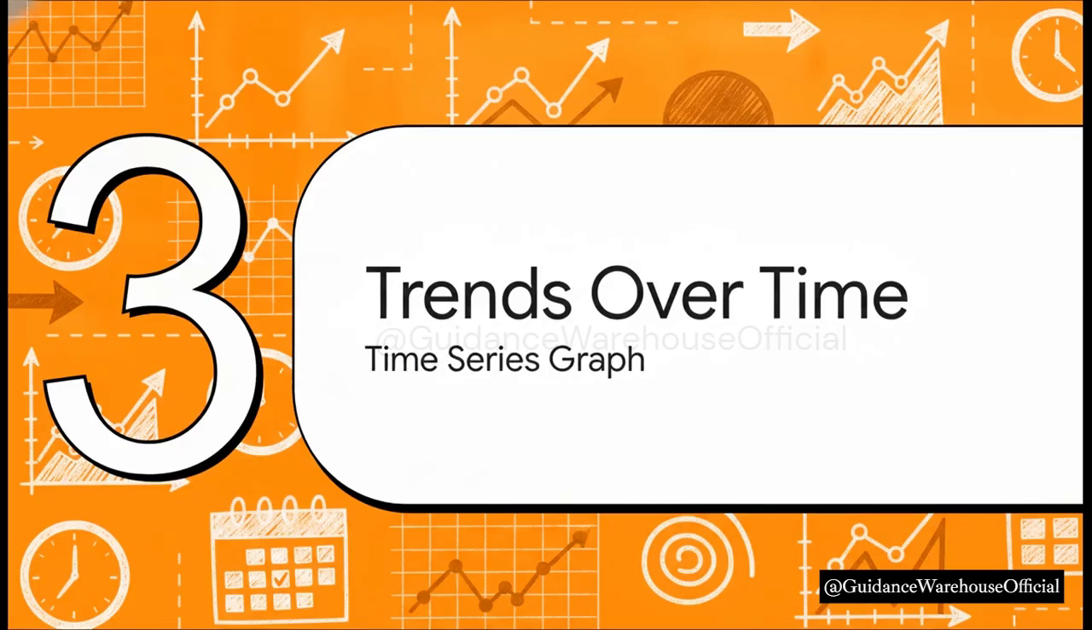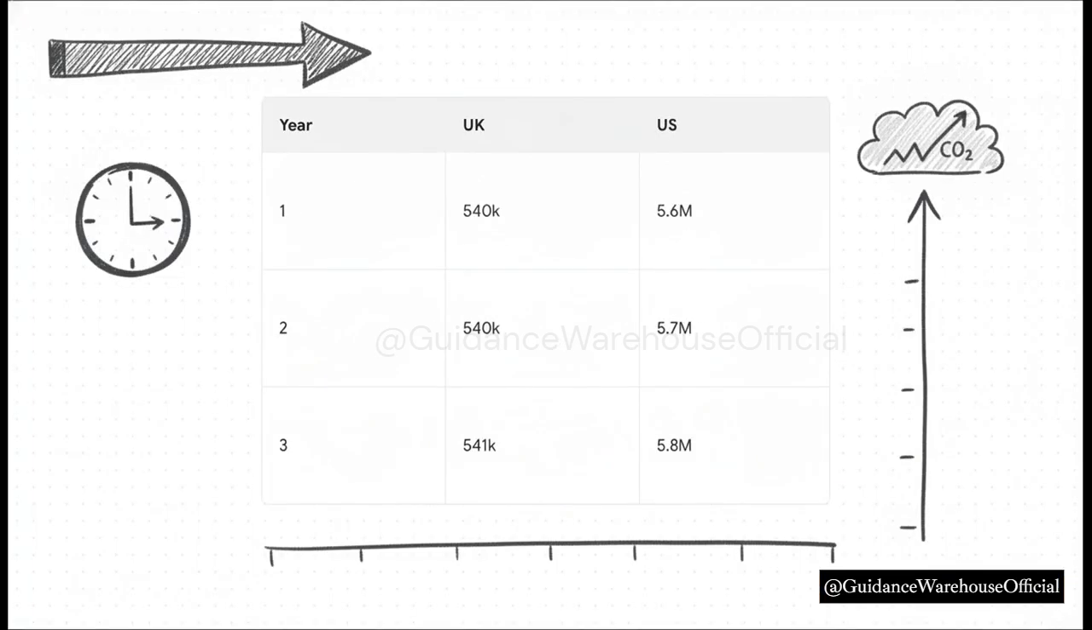Okay, Section 3, Tracking Trends Over Time. Let's talk about the time series graph. What if your data isn't just an assortment of random test scores? What if you're looking at chronological events mapped out over a month, a year, or even a whole decade? This is where we use paired data. Think about pairing a specific year with a specific amount of CO2 emissions for that exact year.